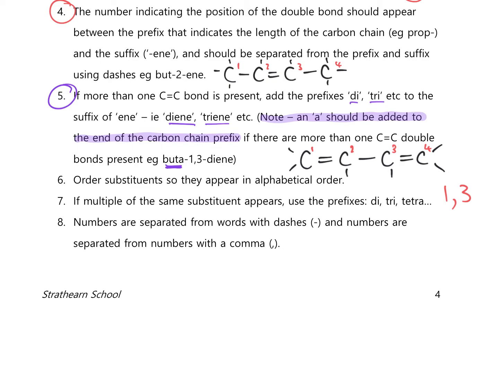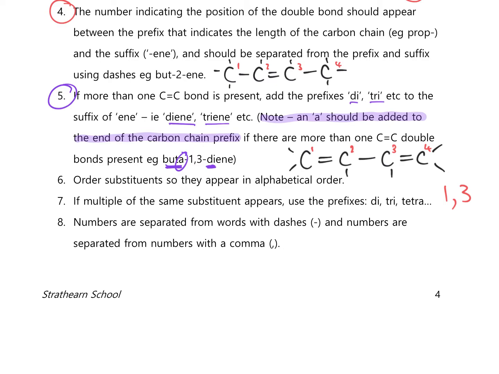A couple of rules there. So we've got to remember that numbers are separated from each other by commas. Numbers are separated from words by dashes. But we also have a couple of extra things here. Because there are 2 double bonds, we call it diene. But we also include that little A in there. So rather than it just being but-1,3-diene, it's called buta-1,3-diene. Just another extra rule for you to learn.